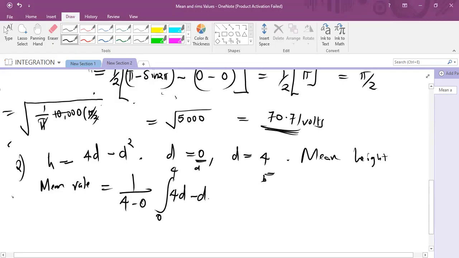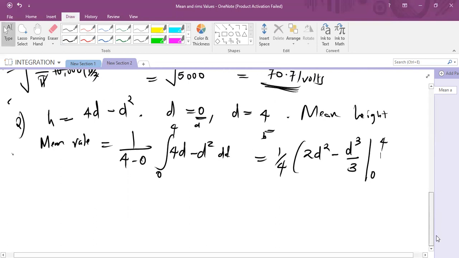So 4d minus d squared. And then we are integrating with respect to d, obviously. So let's have it as dd. So what will this give? 1/4 into integrating with respect to d, that will be 4/2 d squared, so that will be 2d squared minus d cubed over 3. The integral is from 0 to 4.